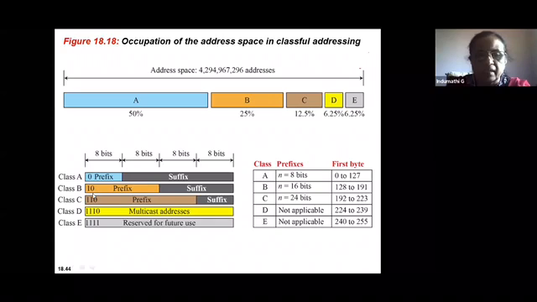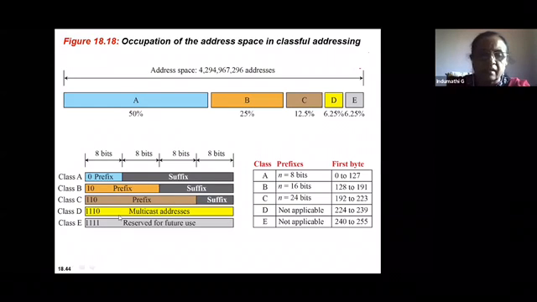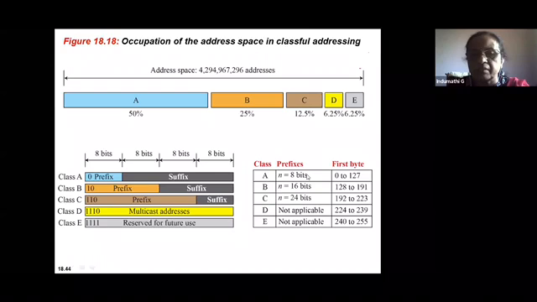And in class B, if it is 10, it is identified as class B. This portion is prefix, 16 bits is prefix, 16 bits is suffix. In class C, it is 110. 3 bytes are prefix and 1 byte is suffix. And as I said, class D is for multicast addresses and class E is used for reserved purposes. The same thing we have represented here. N is equal to 8 bits because only the first byte is used for prefix, the remaining is suffix. So the N value is 8 bits here.